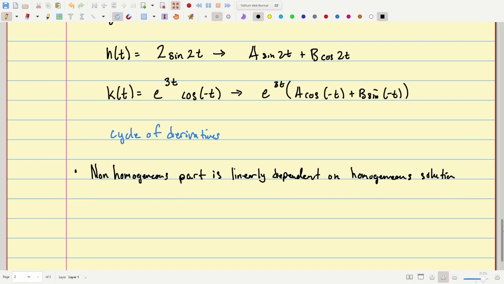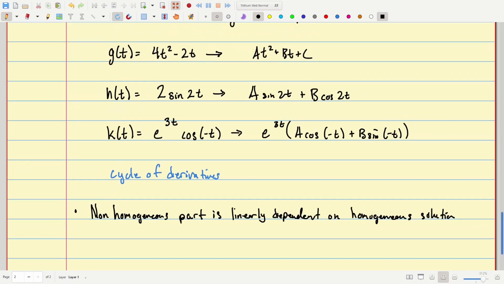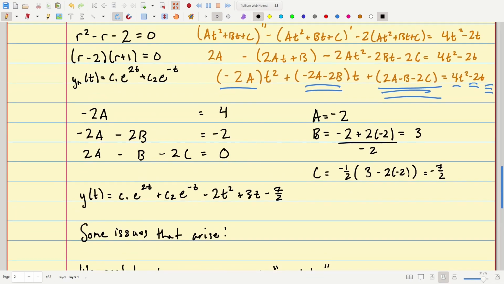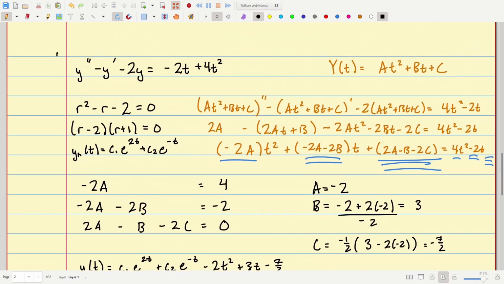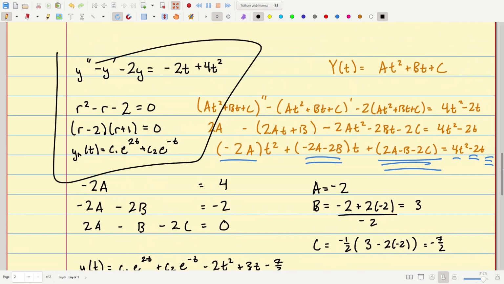The other weirder problem that we can have is when the right-hand side is linearly dependent upon the homogeneous solution. So we did this example here, and our homogeneous solutions were e to the 2t and e to the minus t.